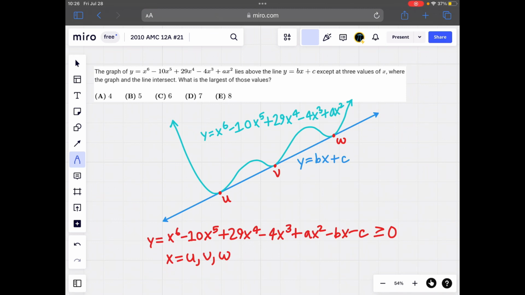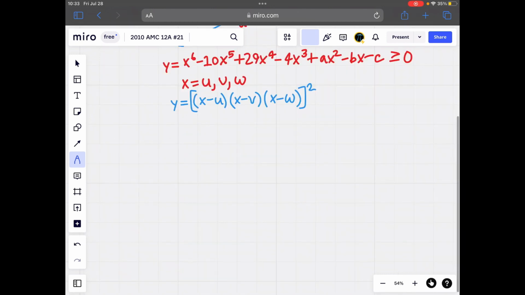So we can conclude that this polynomial, x to the 6th minus 10x to the 5th plus 29x to the 4th minus 4x cubed plus ax squared minus bx minus c, is the square of some third-degree polynomial whose roots are u, v, and w. And the leading coefficient is 1. So we can say that it is the square of x minus u times x minus v times x minus w.